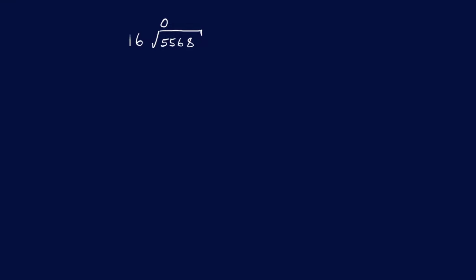And then the second step is to multiply the denominator, which is 16, by the number we just wrote down. So 16 times 0 is just 0, right? And we're going to write that digit right here, underneath the first digit. And then what we're going to do is subtract the 0 from the 5. And the answer is 5, because 5 minus 0 is 5. The next step is to bring down the next digit, which is 5.